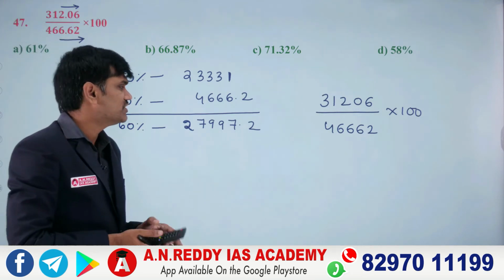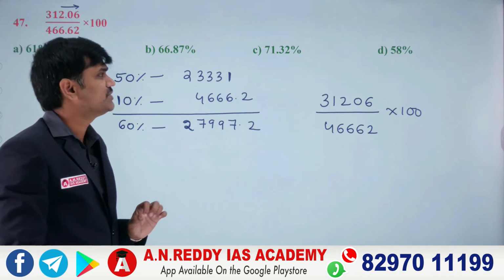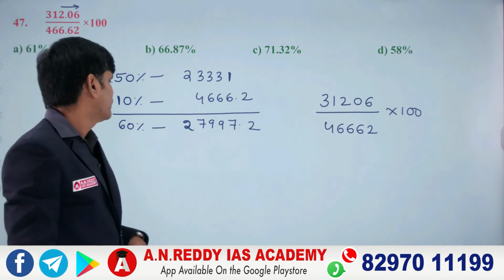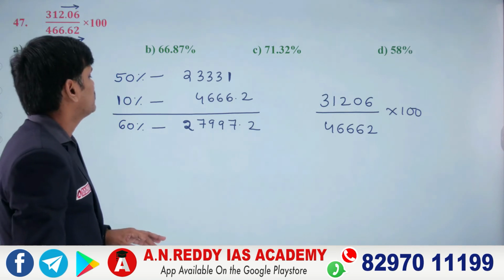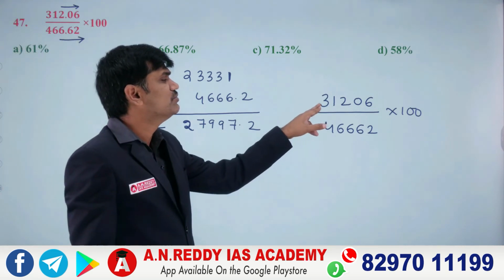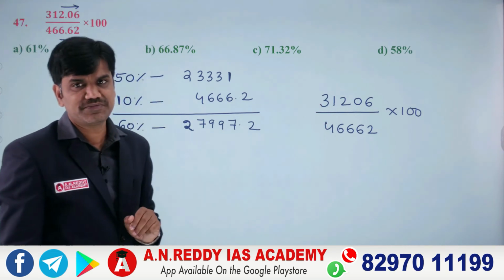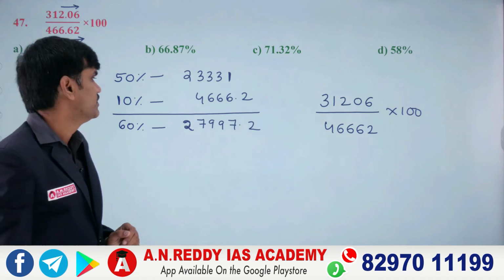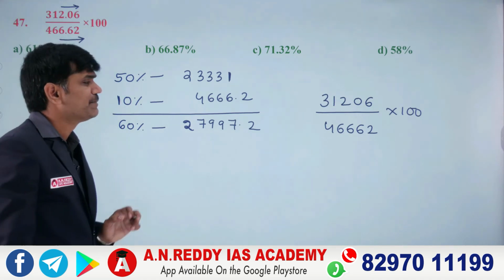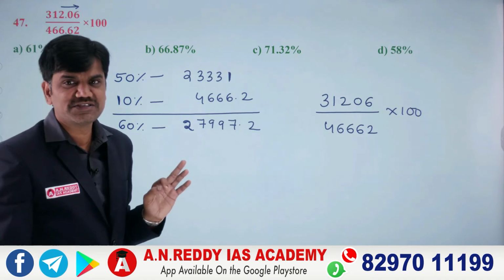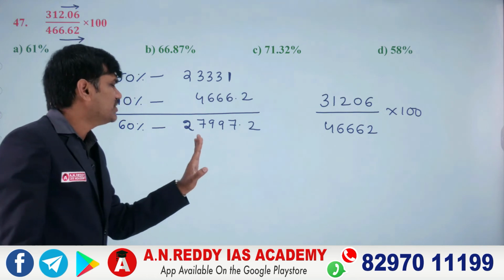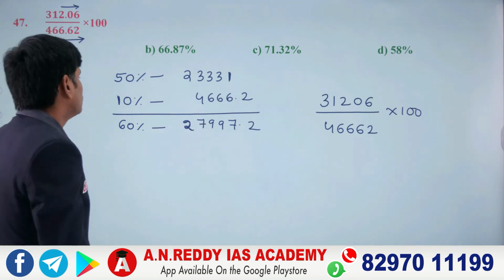27,997. 27,997 is how much percent? 60%. I am very much sure that it is more than 60%. That is more than 60%. How much is that exactly? I am not interested in that. Try to understand that. So how much approximately I will take anyway. I will show you that.